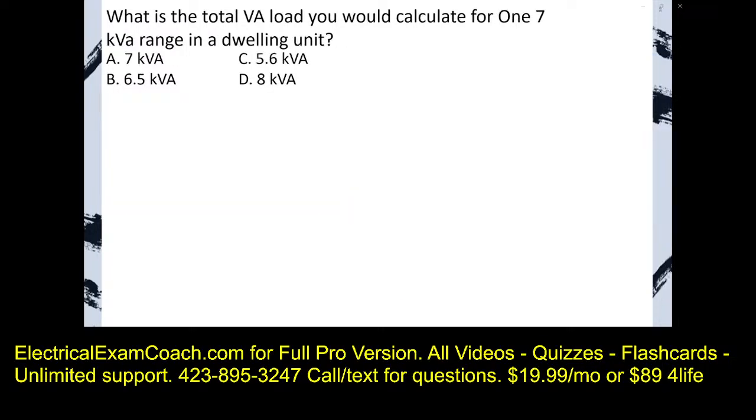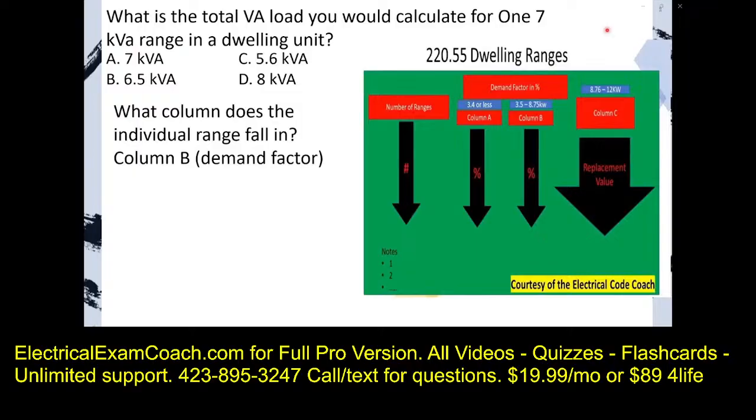What is the total VA load you would calculate for 1 7 kVA range in a dwelling unit? First off, let's find out what column we're using. Our individual range falls into column B. Now let's find our total connected load. Well, in this case, it's just 1 range, so the total connected load is 7.